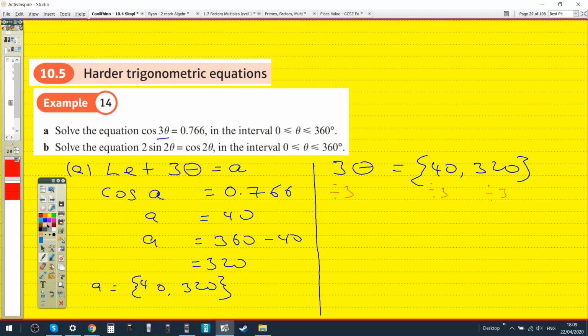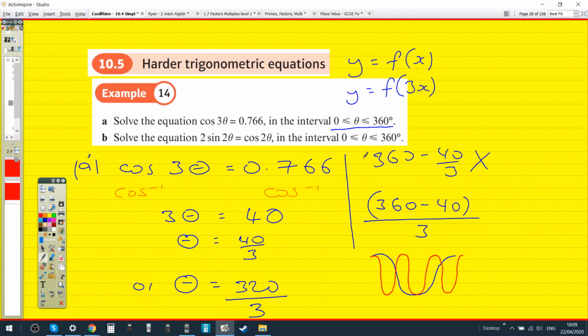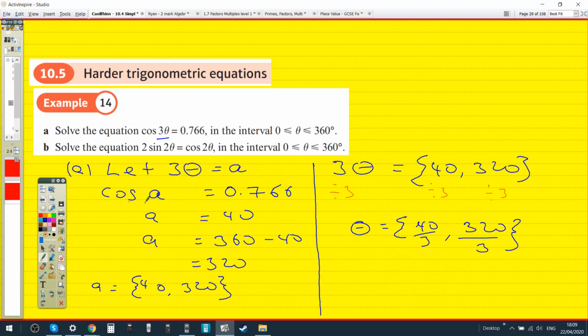What do you get? And you can leave your answers as fractions. Okay, just 40 over 3 and 320 over 3. Yes, and so that way we get all of them in one go and we get 320 over 3 instead of my wrong answer, which was 1,000 and something over 3.